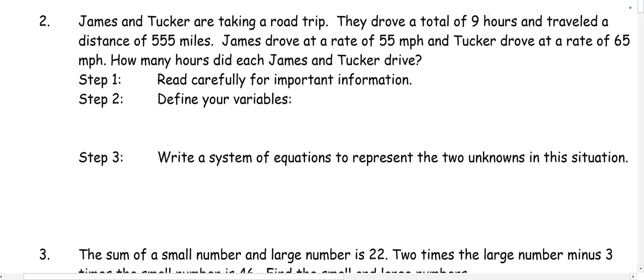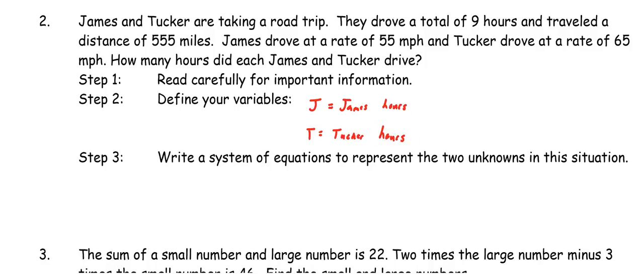Number 2, James and Tucker are taking a road trip. They drove a total of 9 hours and have traveled a distance of 555 miles. James drove at a rate of 55 miles per hour, and Tucker drove at a rate of 65 miles per hour. How many hours did James and Tucker drive? So our variables in this case, we're going to use J for James hours and T for Tucker hours.